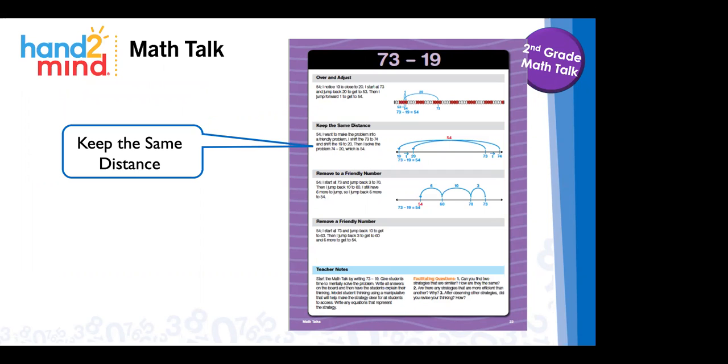They might use a strategy that's called keep the same distance. So they may change both of those numbers, 73 and 19. They may add one to each one of those. And when we've learned this strategy, we know that when we keep the same distance between the two numbers, our solution will be the same. So I could add one to the 73 and make it 74, add one to the 19 and make it 20. So I now have 74 minus 20, which is a much easier problem for me to solve.